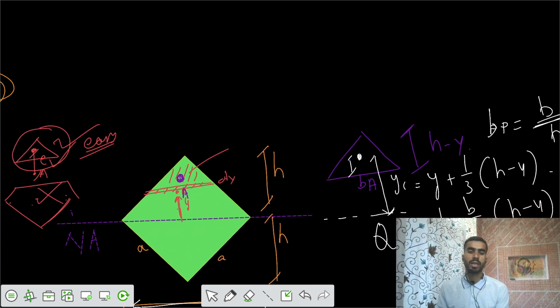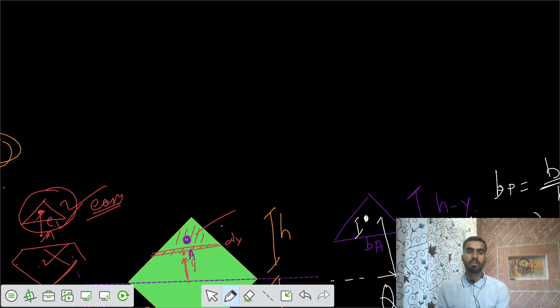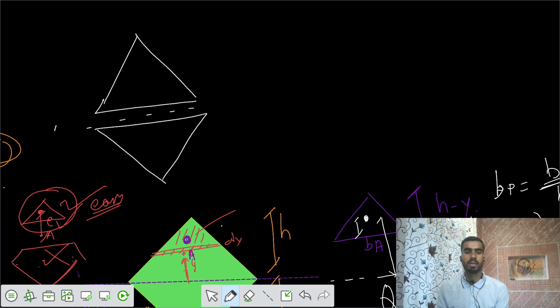They are meeting at the neutral axis. If you solve for one part, then you can multiply for the next part by a factor of 2. Let's say that the neutral axis is somewhere here. This is the neutral axis.